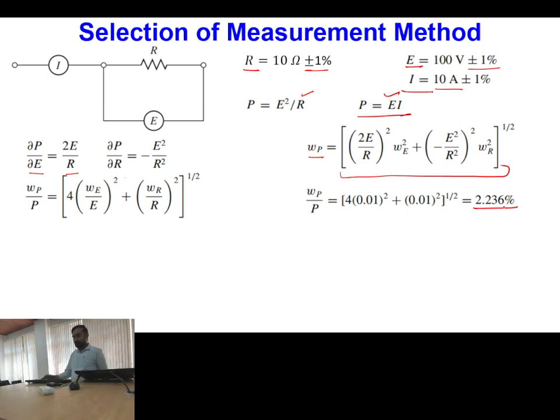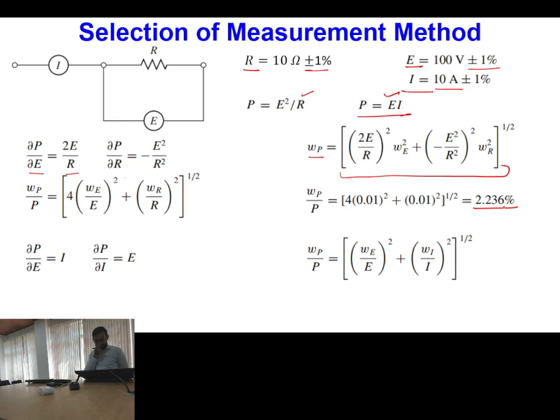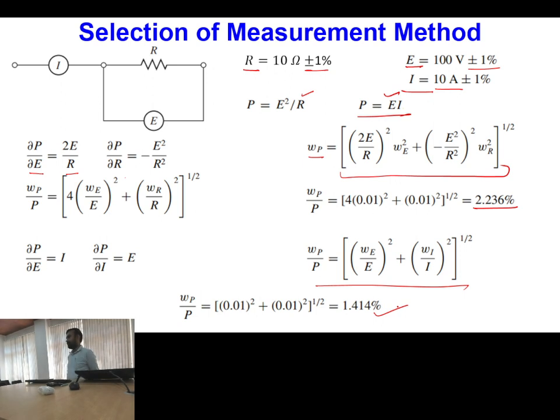Now if you use the second method, you will be using del P by del E, which is I, and del P by del I, which is E, and then you will apply this formula, and ultimately you get an uncertainty of 1.414%. So which is giving you the least uncertainty?